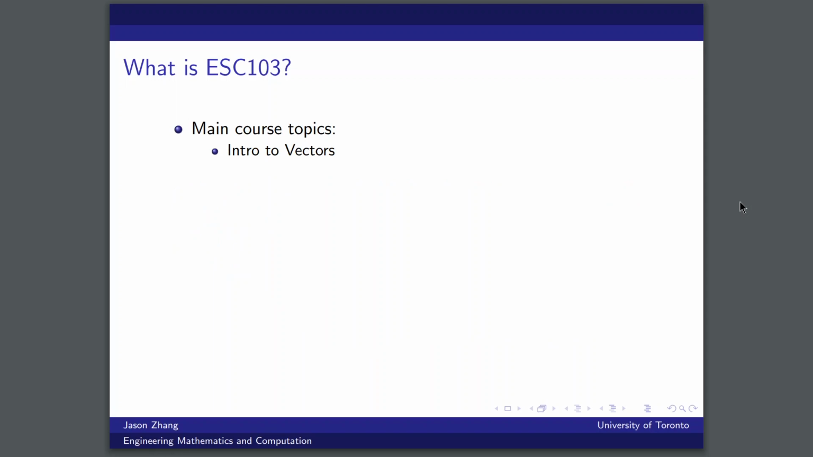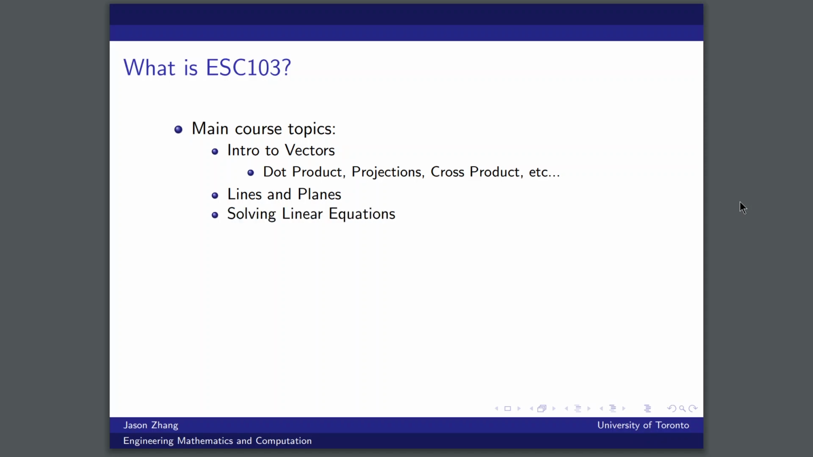So the main course topics included an introduction to vectors. We went over definitions of dot product, projections, cross product, etc. And we looked at vectors in a geometric lens by looking at how we could define lines and planes using vectors. We went into solving linear equations and representing systems as matrices and looking at matrices as transformations.